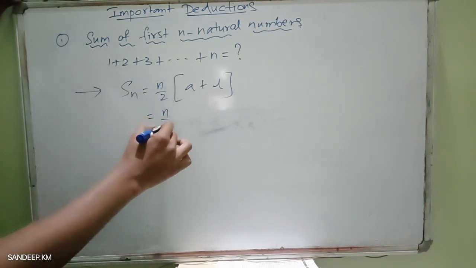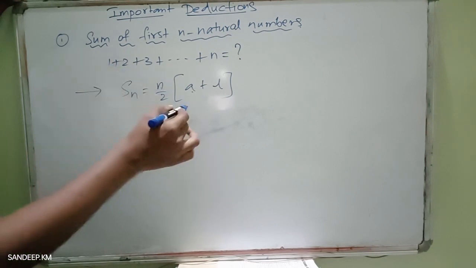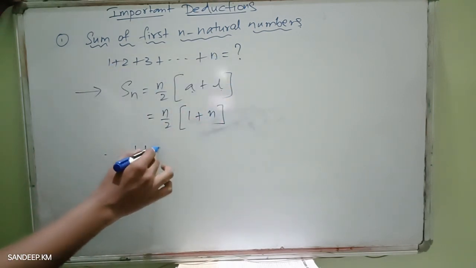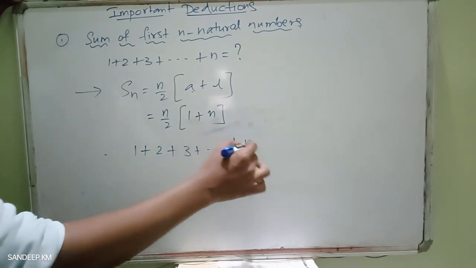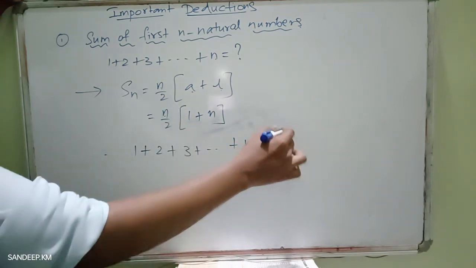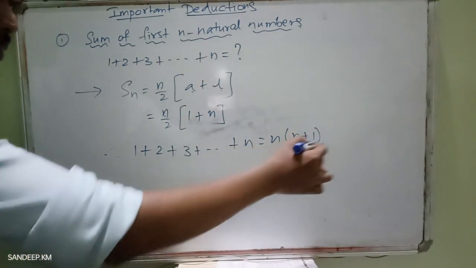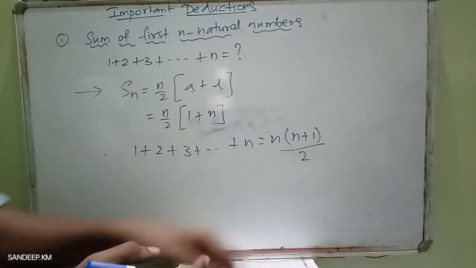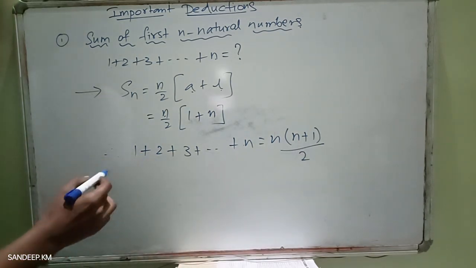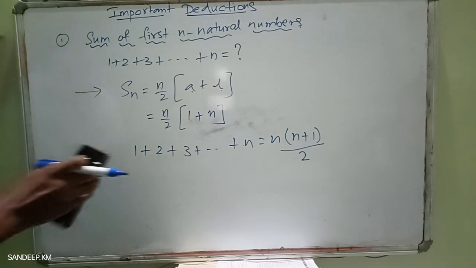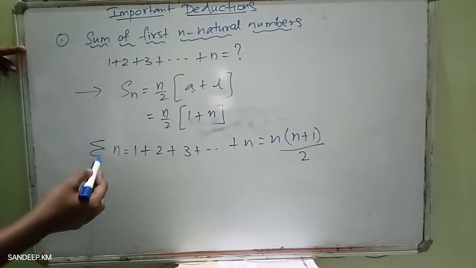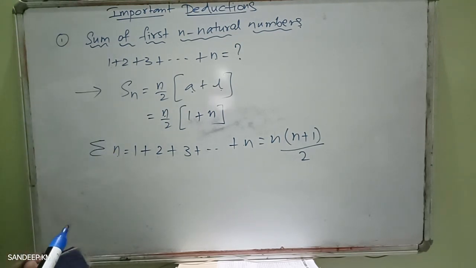So the number of terms is n, into the first term 1 plus the last term n. Therefore, 1 plus 2 plus 3 and so on up to n is equal to n into n plus 1 by 2. The formula to find the sum of first n natural numbers is n into n plus 1 by 2. In short notation, it can also be written as sigma n, the summation of first n natural numbers. Remember this.